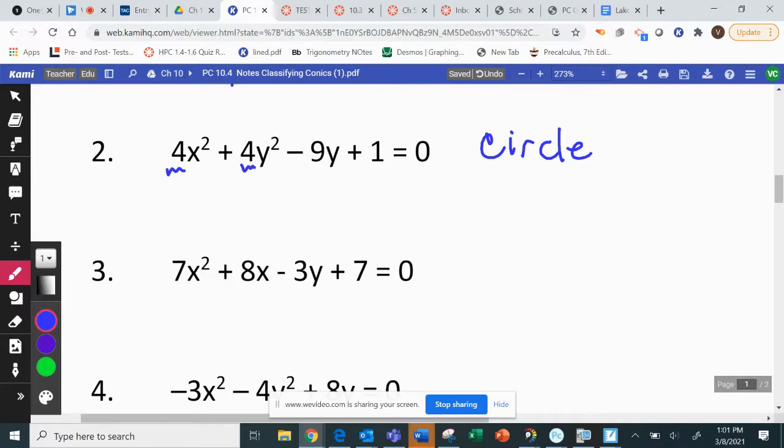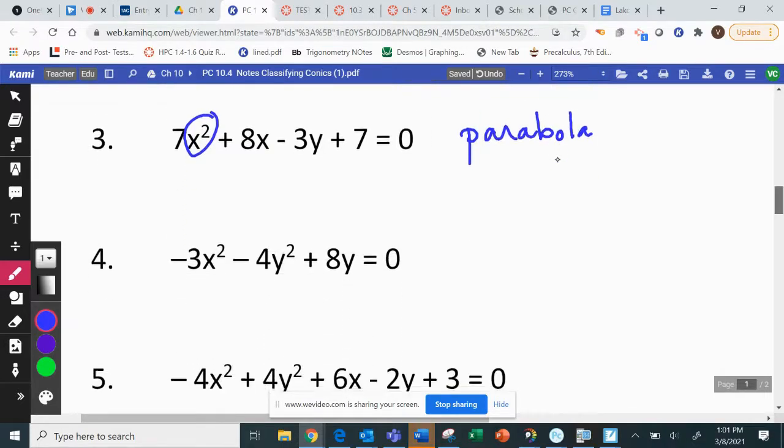Now for number 3, I only see an x squared. I don't see a y squared. So this would be the one we haven't talked about yet, which is parabola. Now we should already know parabola equations from past courses. So I figured we could look at this and figure it out still.